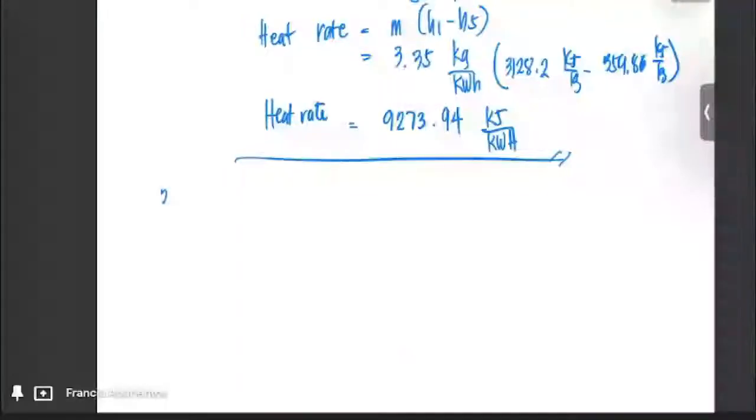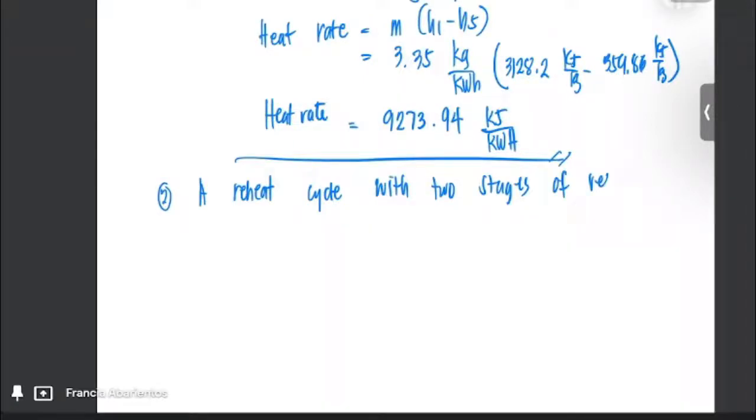Another example. Ayan, eto, madali-dali class kasi given lahat. Pag mahaba ang problem, madali-dali. Ayan. Stages of reheating. Reheating is executed with steam.